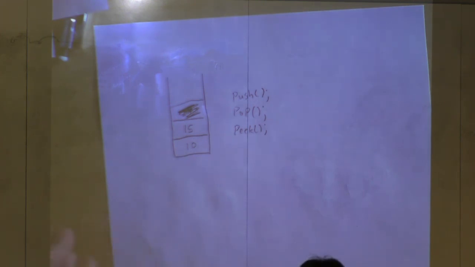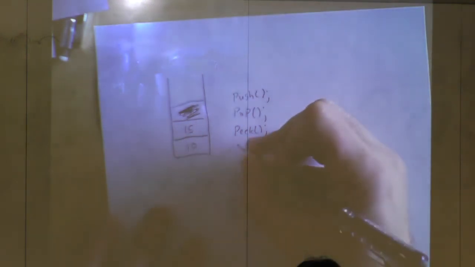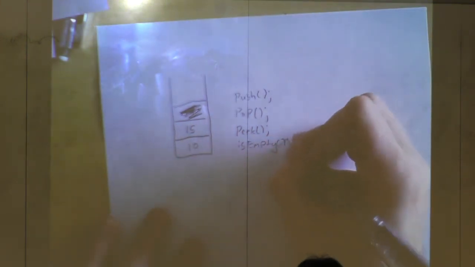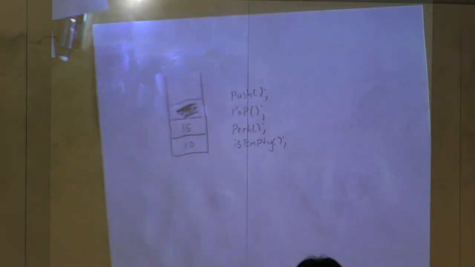Peek just looks. Then the other one that's usually there is empty. So that checks if your stack is empty or not. That's usually useful if you're doing operations with the stack and you have a while loop, you might want to stop your operation whenever it becomes empty.